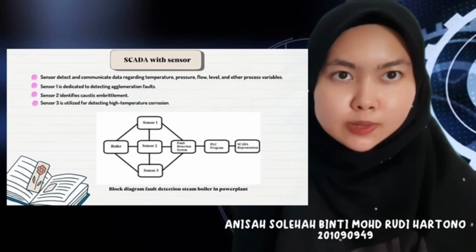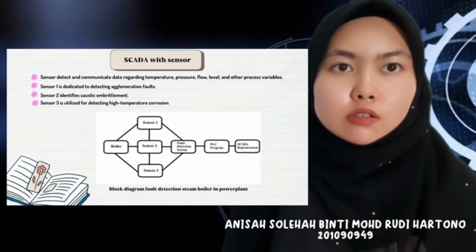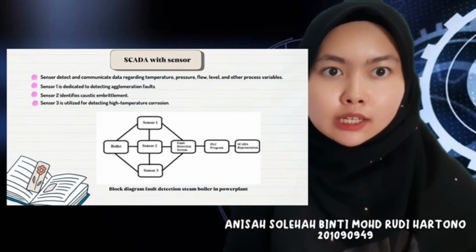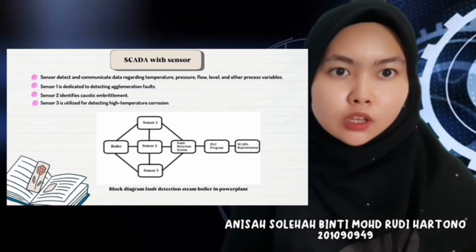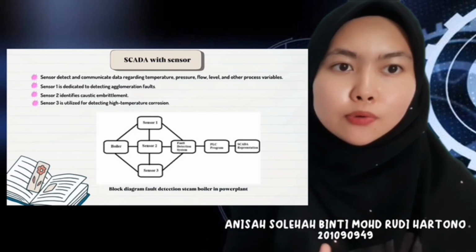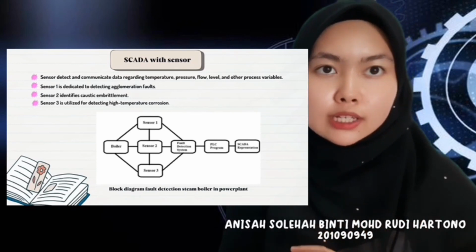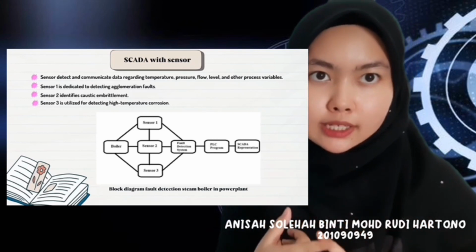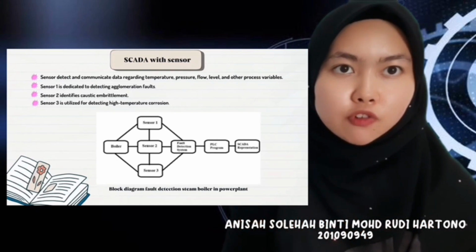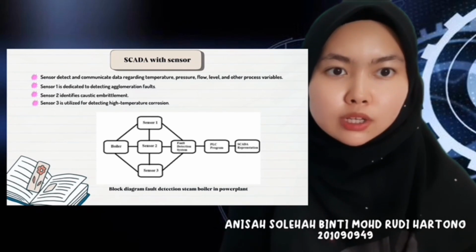Next, I will explain SCADA applications with sensors. As we know, sensors can detect and communicate data regarding temperature, pressure, and flow. So here I will explain how sensors work in fault detection for a steam boiler in a power plant. Okay, here are 3 sensors. Sensor 1 detects agglomeration fault. Sensor 2 identifies the scope of embrittlement, and sensor 3 detects high-temperature corrosion.